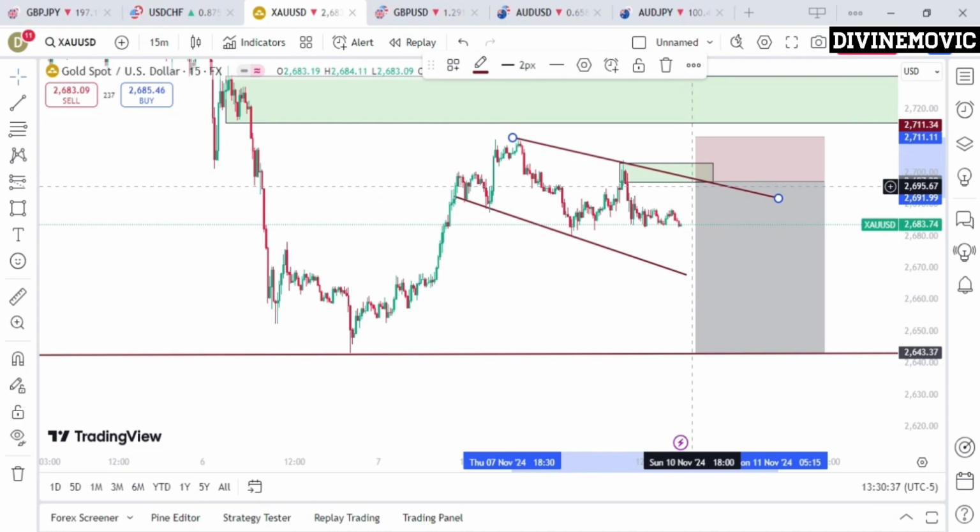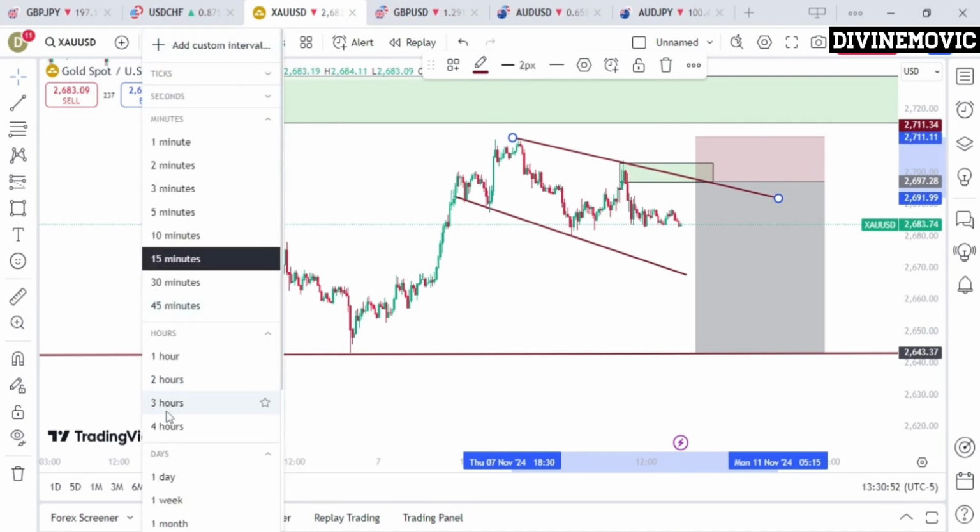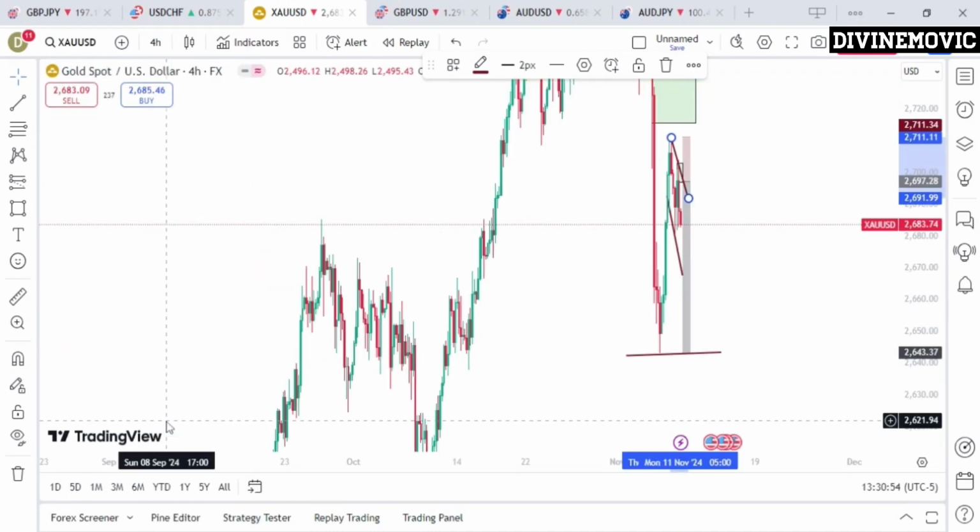Now let's look at gold from the long-term perspective. Is it going to be very bullish for the new administration, or is it going to be a sell for the new administration? And for us to do that, I want to simply go back to the 4 hours time frame and understand what price is doing on the 4 hours time frame.